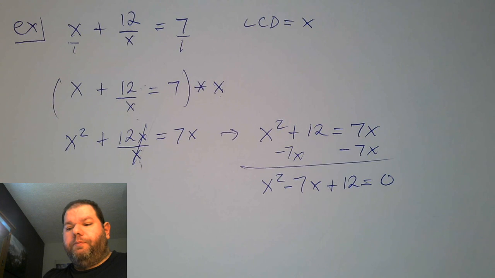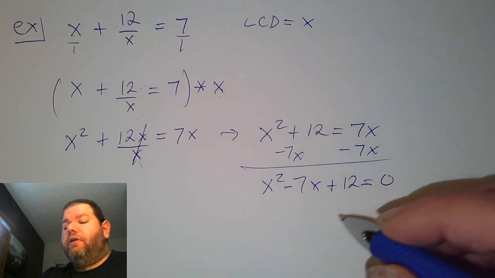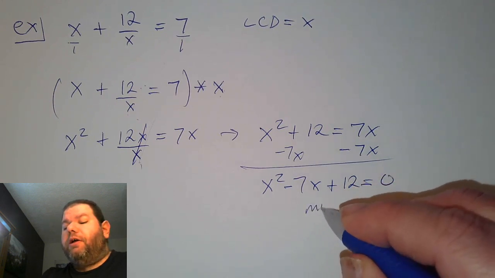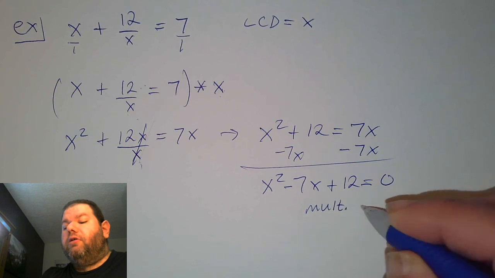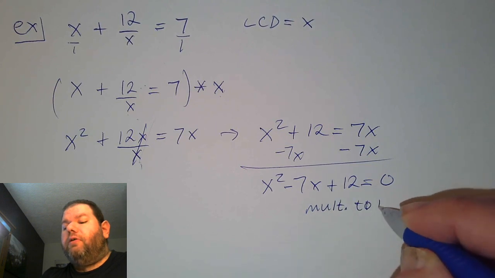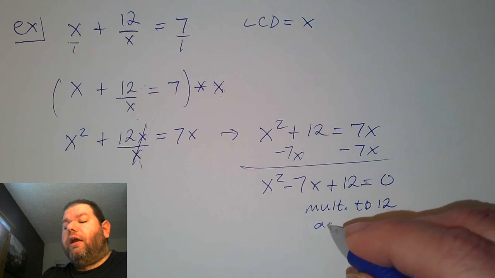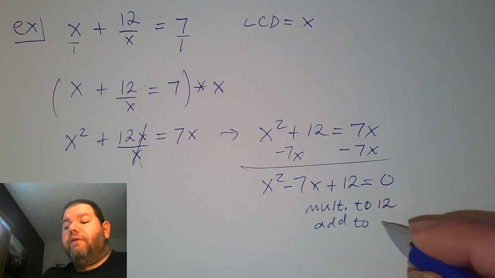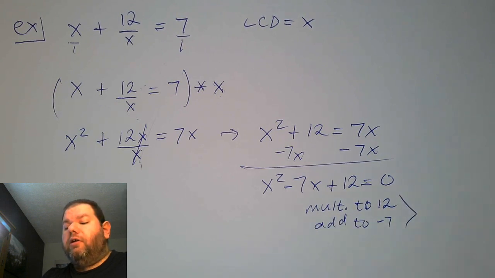And so now it's to a point where we can go ahead and factor this. And so we need two numbers that multiply to 12 and add to negative 7. And what would those two numbers be?